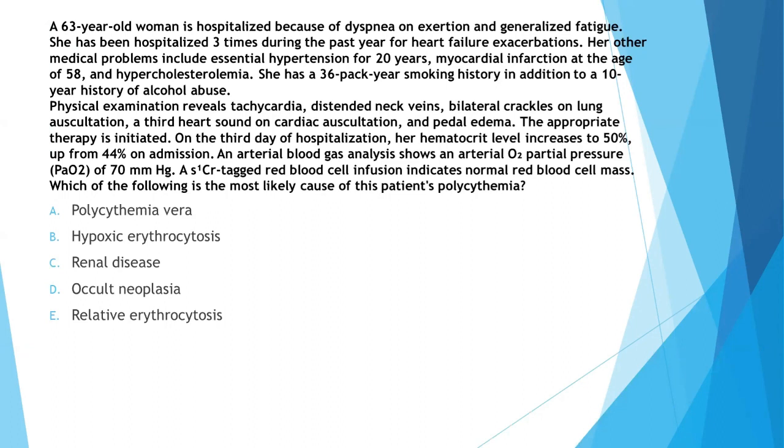Physical examination reveals tachycardia, distended neck veins, bilateral crackles on lung auscultation, a third heart sound on cardiac auscultation, and pedal edema. The appropriate therapy is initiated. On the third day of hospitalization, her hematocrit level increases to 50%, up from 44% on admission. Arterial blood gas analysis shows an arterial O2 partial pressure of 70 millimeter of mercury. A red blood cell mass study indicates normal red blood cell mass. Which of the following is the most likely cause of this patient's polycythemia? Polycythemia vera, hypoxic erythrocytosis, renal disease, occult neoplasia, and a relative erythrocytosis.